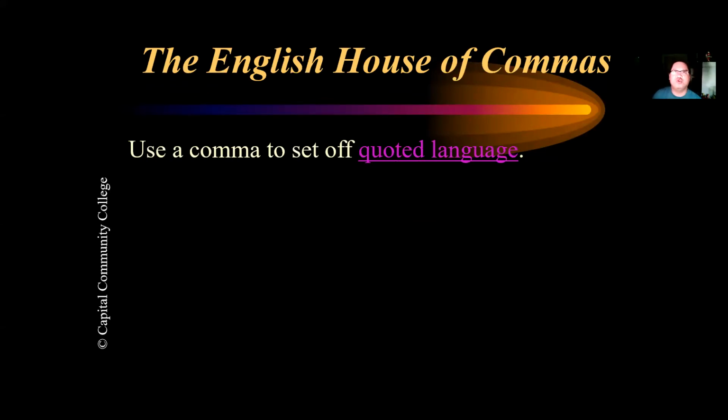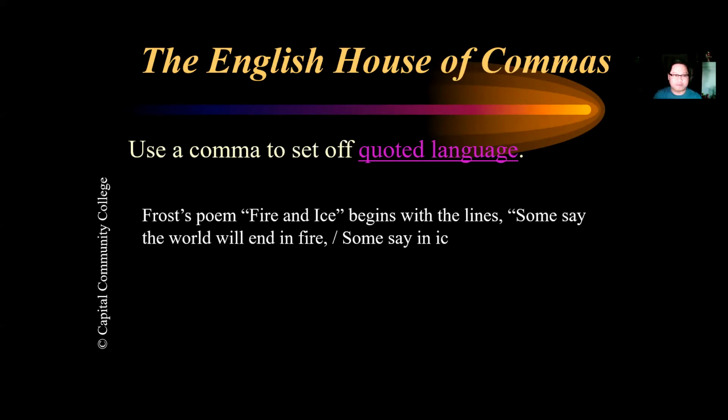Okay, when you do your narrative essay, especially when you are doing some dialogues or quotations, this is quite substantial. You need to remember this. So, look at this example right here. Frost's poem Fire and Ice begins with the lines, some say the world will end in fire, some say in ice. Before the actual quotation, we use a comma. Okay, before the actual quotation, there should be a comma. The lines said, comma, and then the actual quotation.